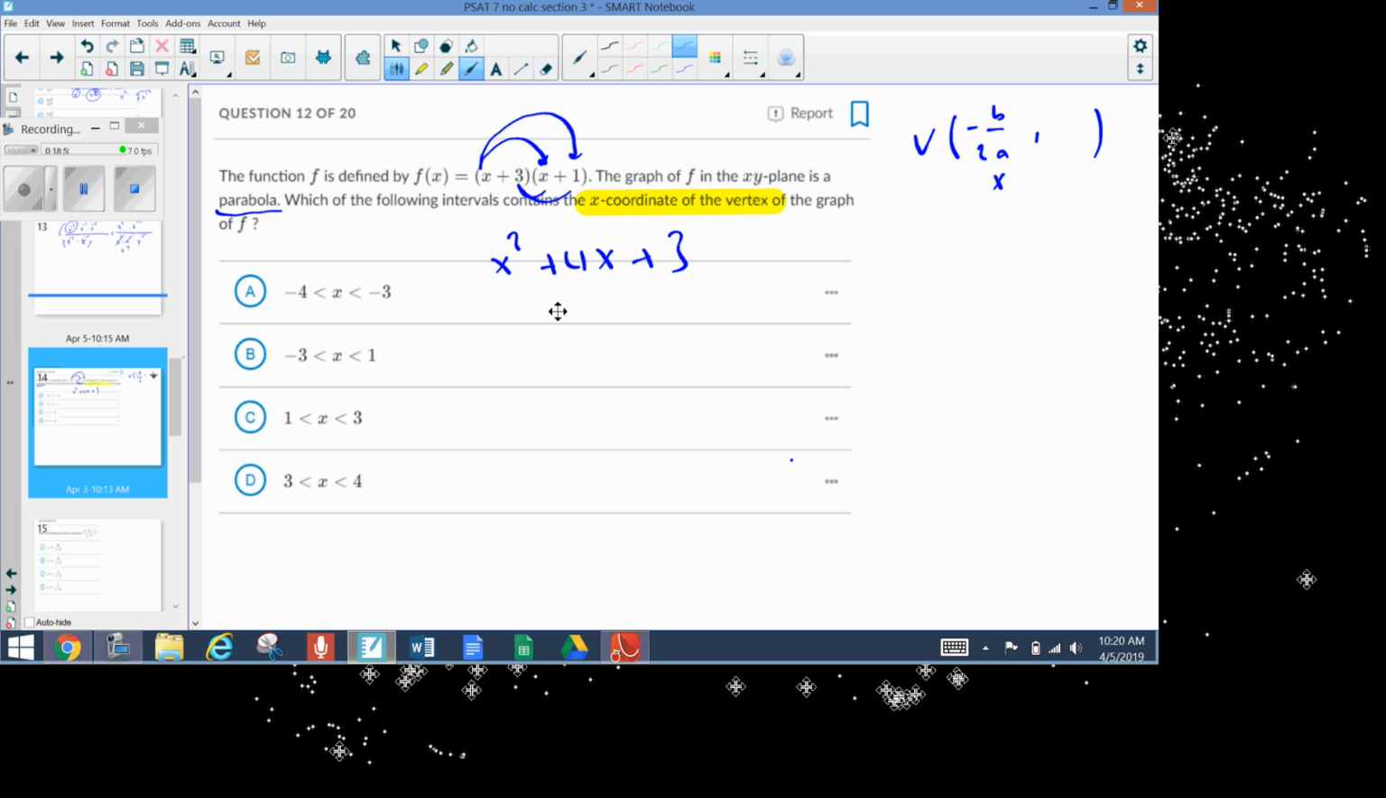Okay, now, what is the vertex? So you know a, b, and c now. Negative b, negative 4 over 2a. Negative b is here. What is a? A is 1. 2a is equal to negative 2. Where does that fit? Cecilia, where is that fitting? Negative 2. Right there.